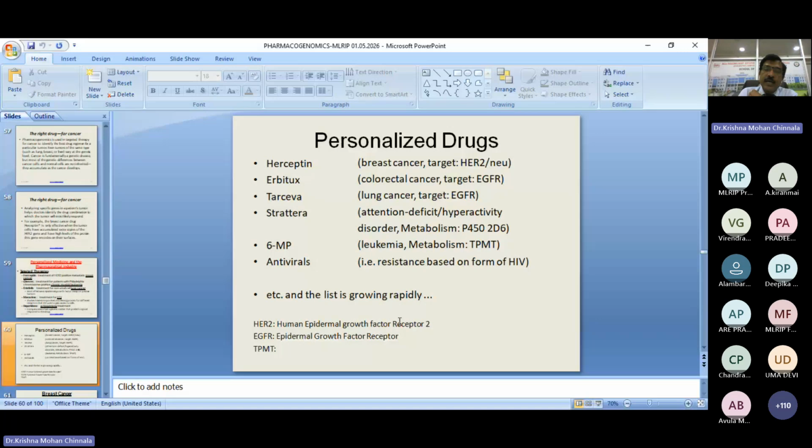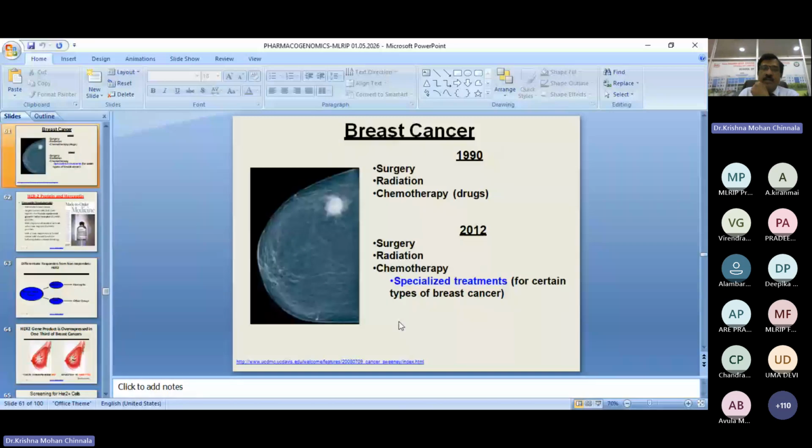6-mercaptopurine for leukemia metabolism, then antivirals resistant based on the form of HIV, etc. And the list is growing rapidly by using pharmacogenomics. The scientists are discovering new molecules which can act through receptors and which can cure the cancer effectively.